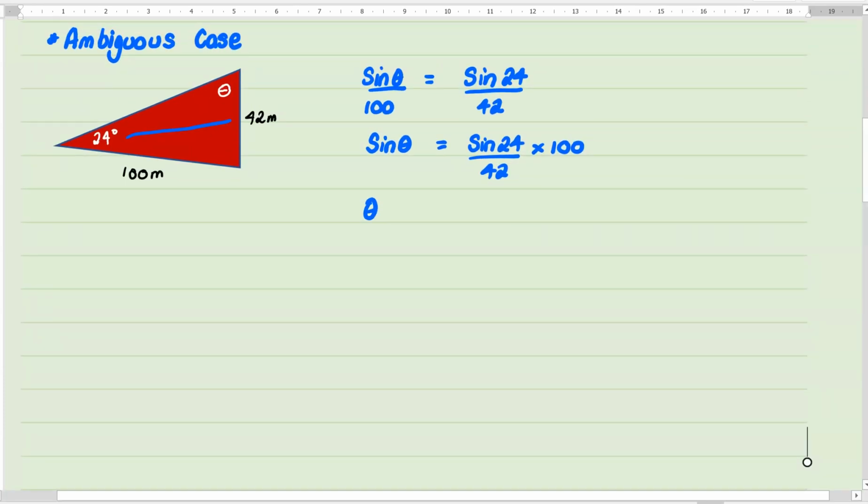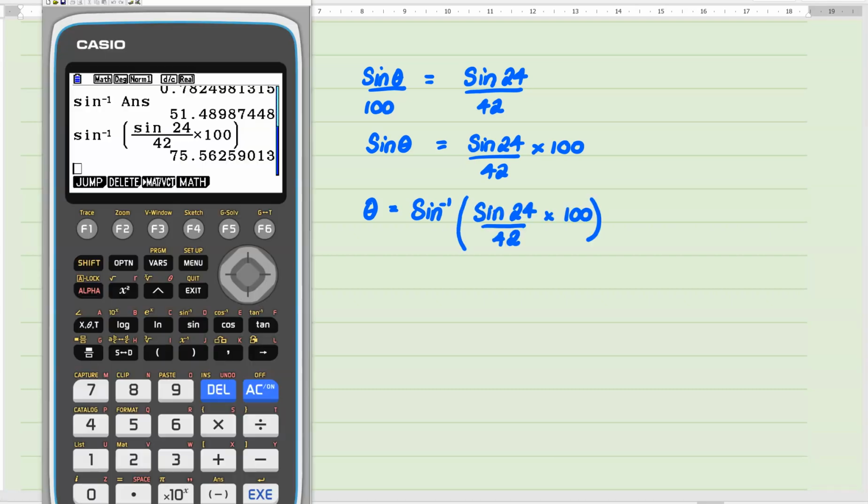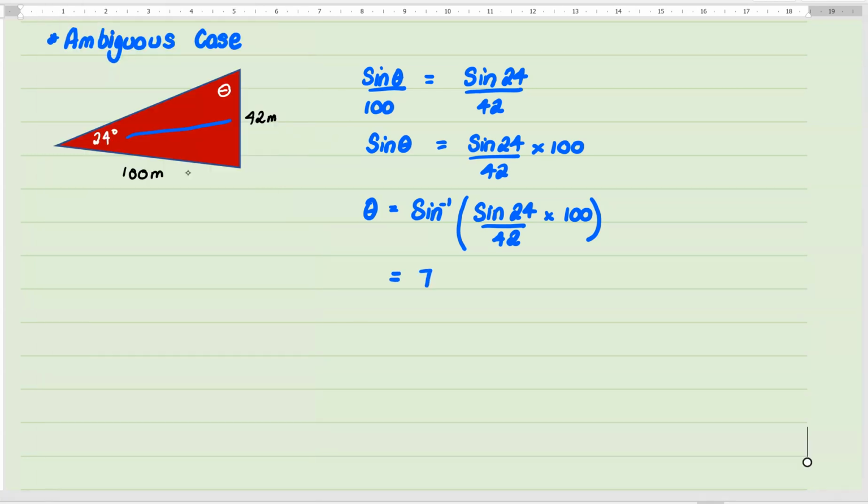So 104.4 plus 24. Now when we add those together, it is clearly less than 180 degrees. And so therefore, we actually have two solutions for theta. It can be the 75.6, or it could be the 104.4 degrees. Okay, so two solutions.